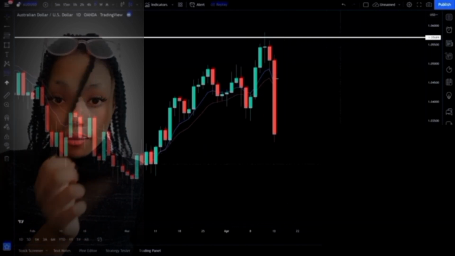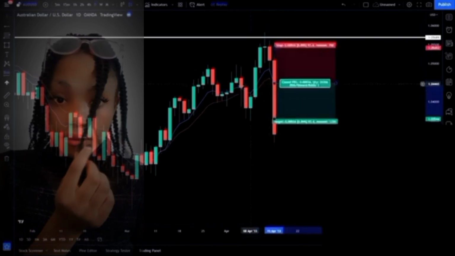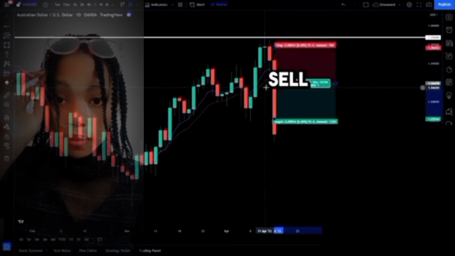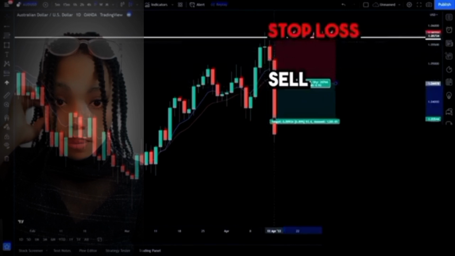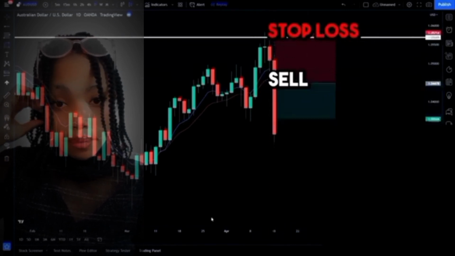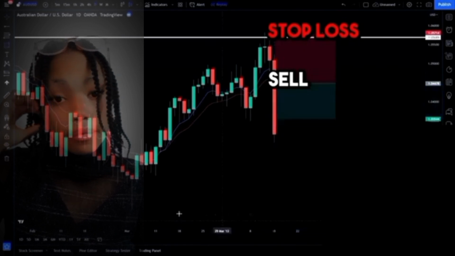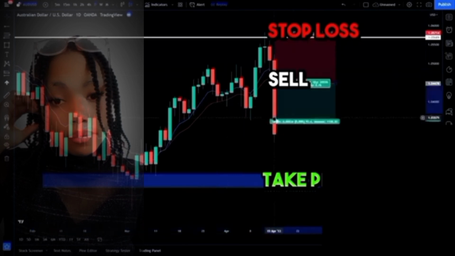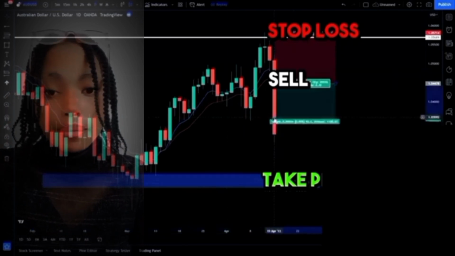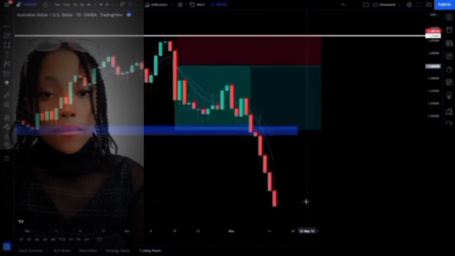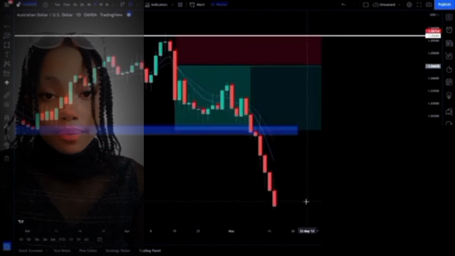So our entry could have been somewhere right around this area here, because at this area, this is when the moving average crossed over on the 1 hour time frame. Our stop loss, we can put at this key level right here. And once again, for a take profit, you look towards your left and you will see this little support area being formed right here. When price went back down here, it always reversed and went back up. So this is our take profit right here. And once again, price has managed to smash our take profit and close this trade.